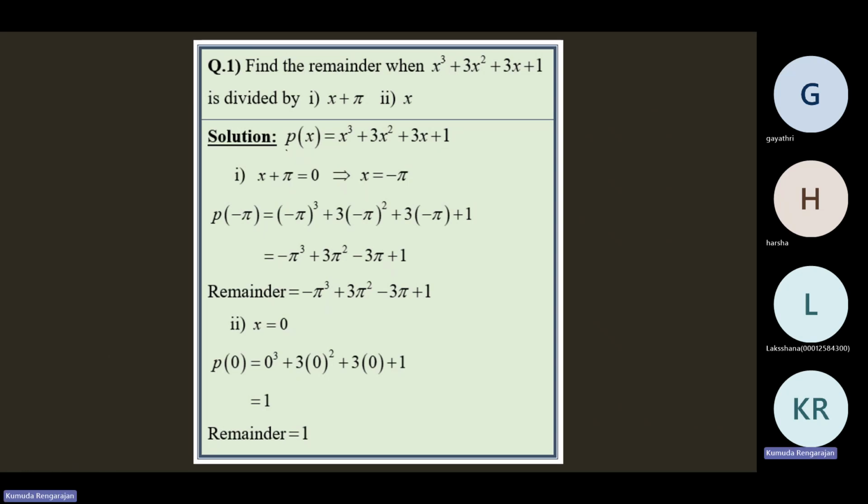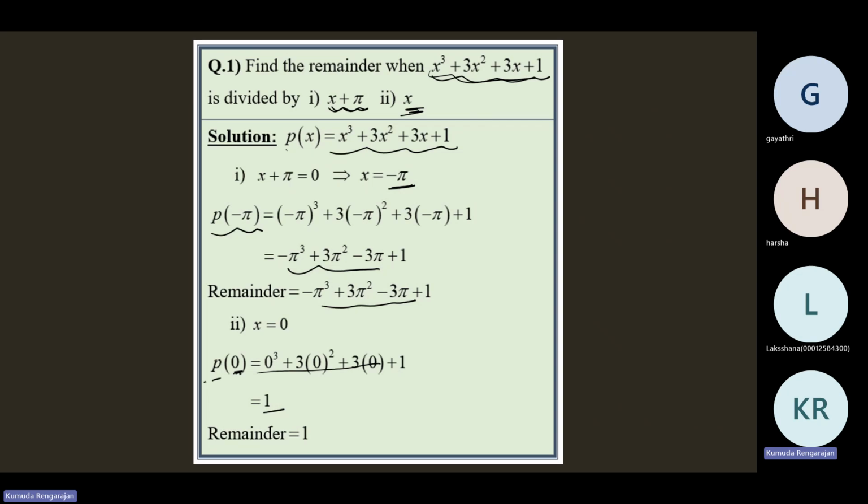So I've named this polynomial p of x. To find the remainder, equate this expression to 0. So x is equal to minus pi. So we should find p of minus pi, and whatever you get is the remainder. Now next is x. When it's divided by x, equate that to 0. That means x is equal to 0. So p of 0 is what you'll have to find.